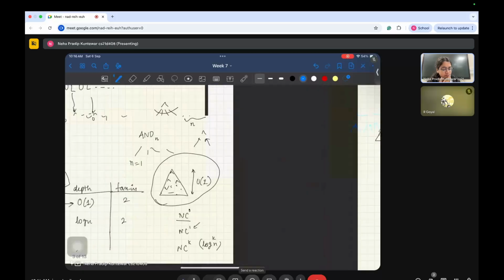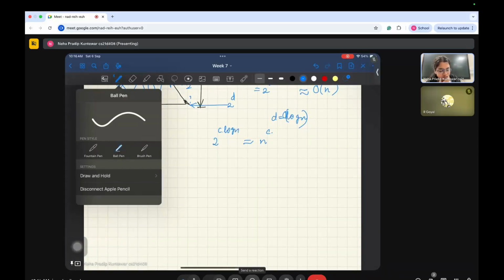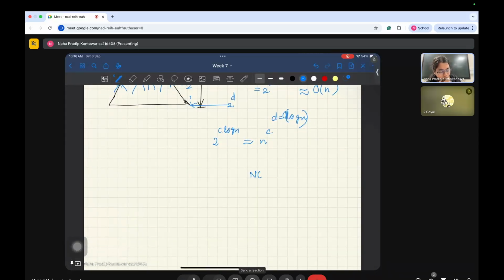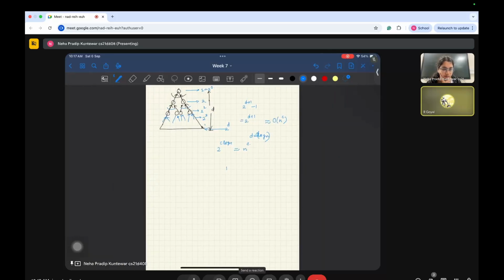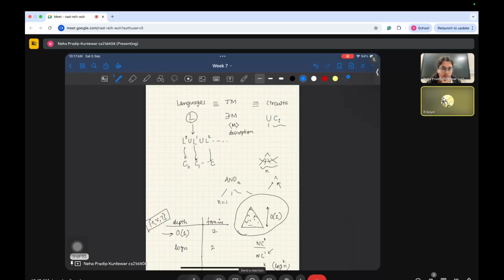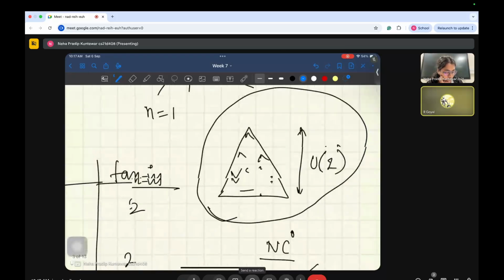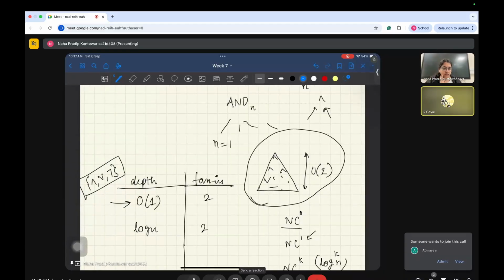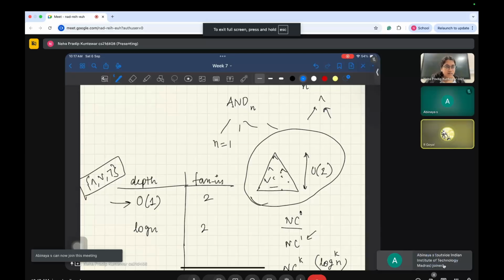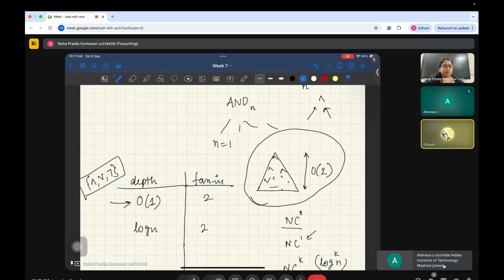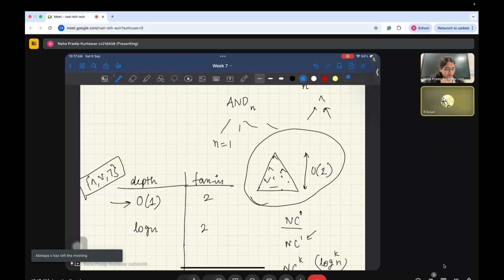And we know that NC0, and here N has nothing to do with non-determinism or any kind of determinism. This stands for Nick's class, as you said in class. As far as circuits are concerned, there is no role of determinism and non-determinism, and we will never talk about it in those contexts.